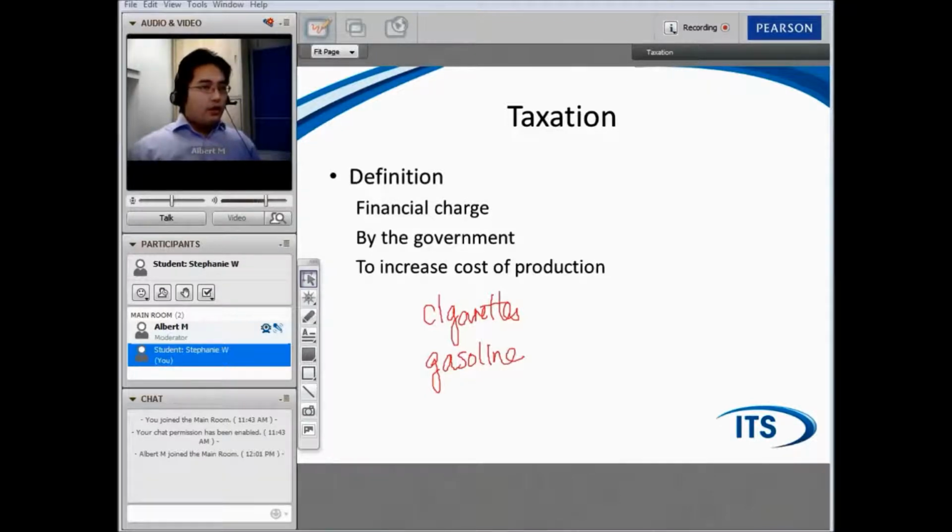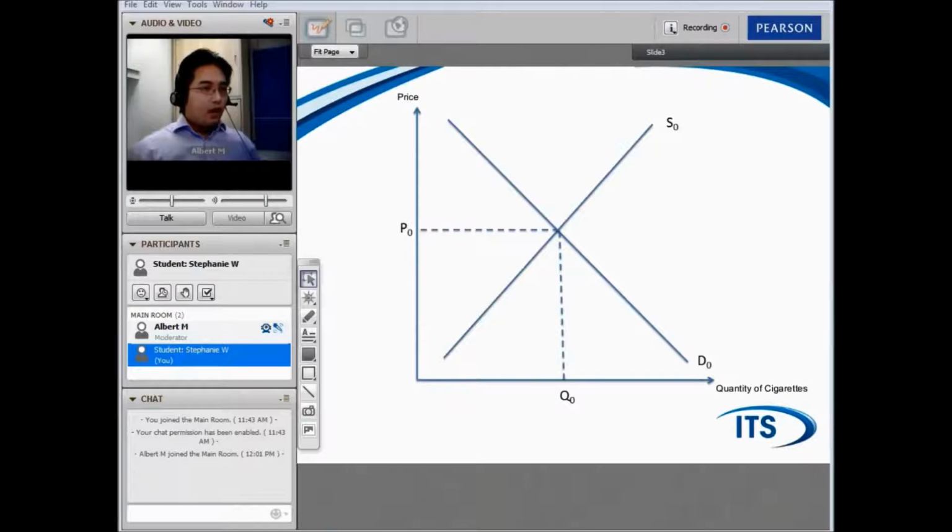So how do we illustrate the effects of taxation? Using this diagram here, what we can see, using the example of cigarettes, is that the market is right now at an equilibrium. With supply and demand here, the equilibrium is price P0, at which the quantity of cigarettes being traded is Q0. Now, if the government does want to reduce this level of cigarette consumption, what it can do is apply a tax. The tax is usually levied onto producers.